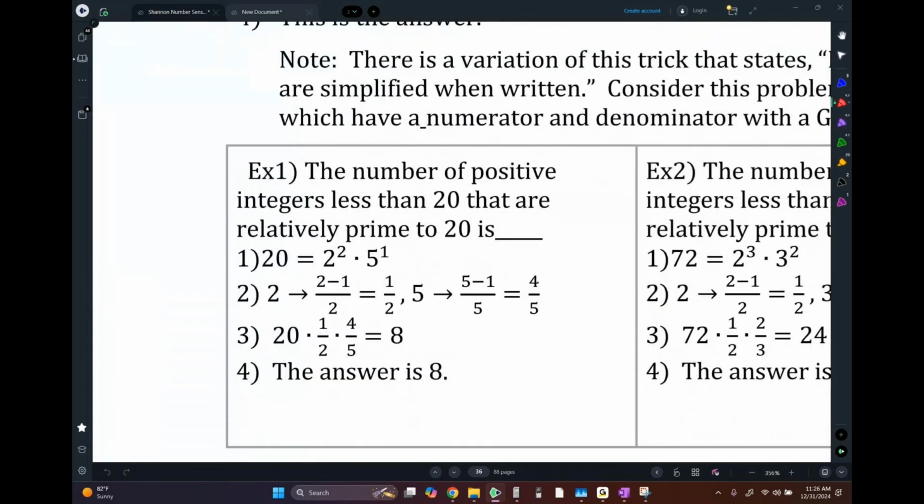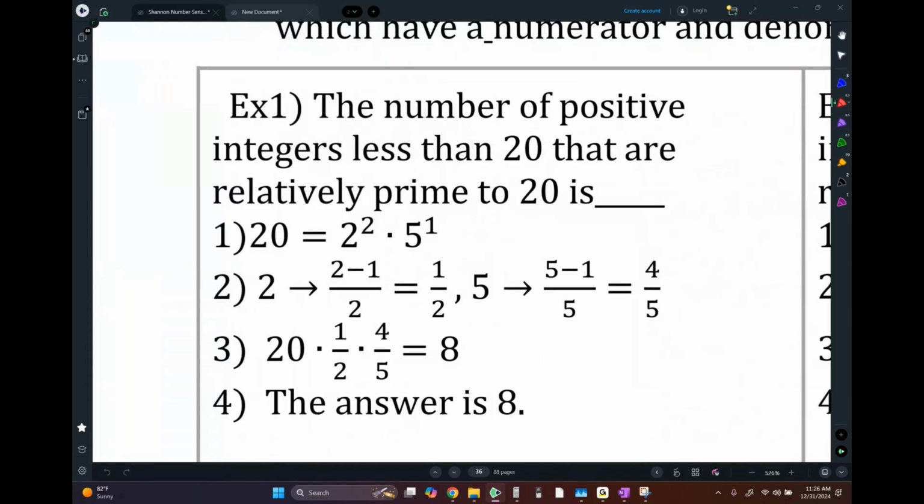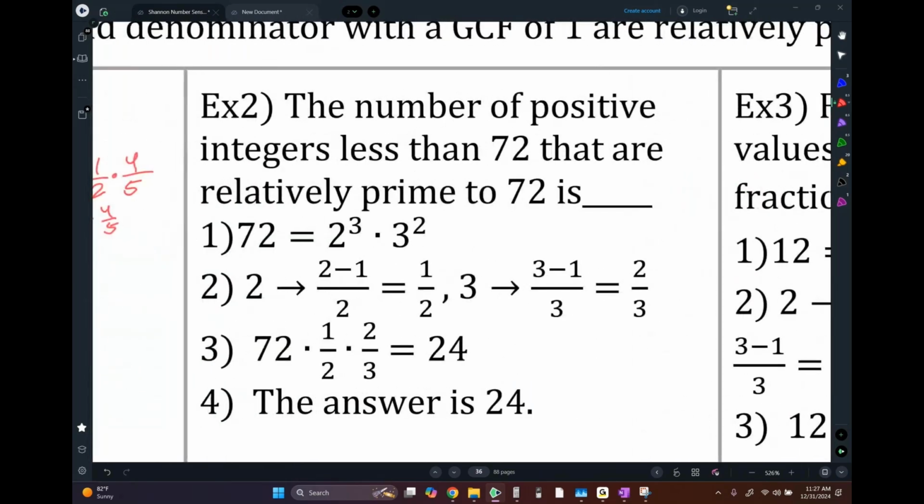So let's do 20. Ready? I first have to figure out what prime numbers are in 20. Well, 2s and 5s. So I put a 2 here, I put a 5 here. This is hard because I have to do this in my head. So this becomes 1 and this becomes 4, because half of the numbers are not multiples of 2 and 4/5 of the numbers are not multiples of 5. Half of 20 is 10, so this is 10 times 4/5. 4/5 of 10 is 8. So there's 8 numbers.